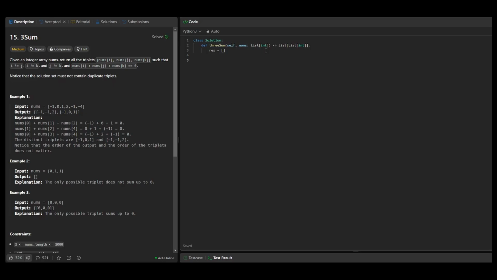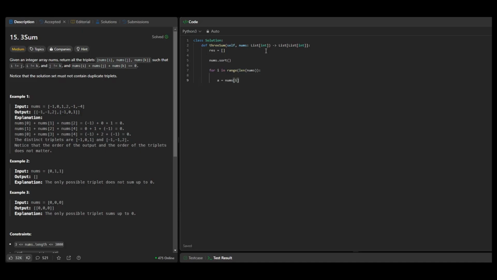Next, I would like to sort these numbers. So nums dot sort. In Python, you can do it like this. Next up, I would like to iterate through nums, and we would assign the value of A, and B and C we will try to find out. So let's, for I in range length of nums, I would assign the value of A. A would be equal to nums of I.